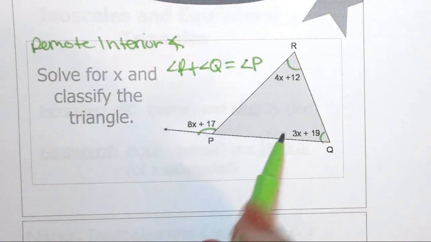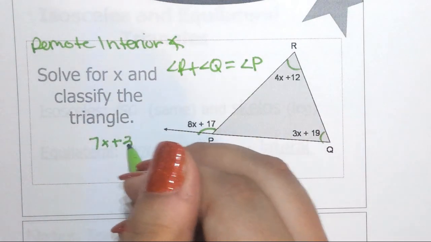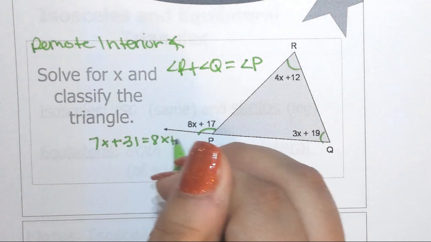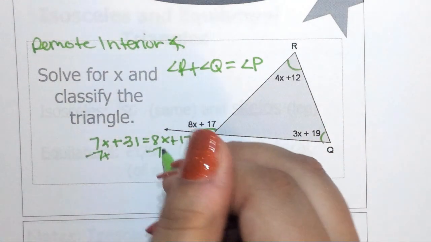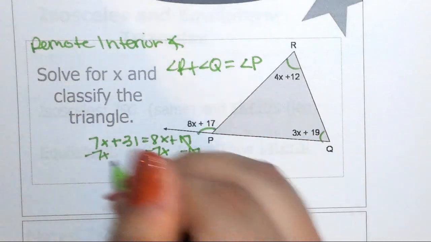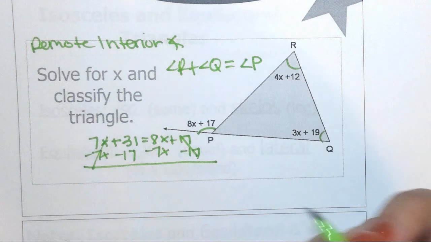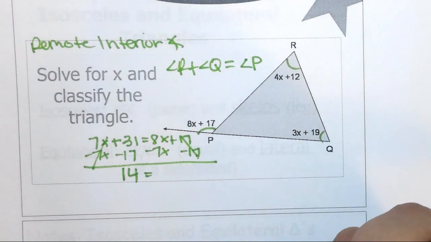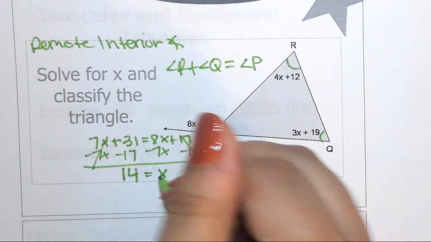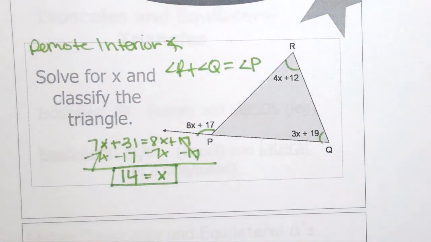So if I add these together, do you agree with me that I get 7x plus 31 equals 8x plus 17? Okay. I'm going to move 7x to the other side and move 17 to the other side. What is 31 minus 17? 14? And what's 8x minus 7x? X. So, therefore, I now have x, but is that what my question's asking me?